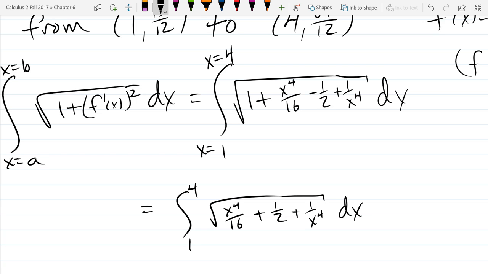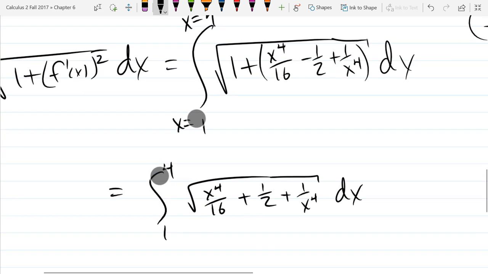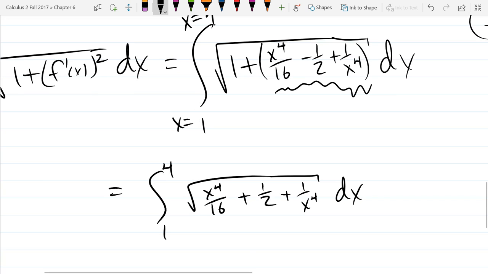So who's a factoring champion and can factor this? That looks a lot like what we started with, doesn't it? What is the difference between what we started with? Forget that plus one, but what we started with and where that came from, and what we have now and what this could factor into. What's the difference between what I underlined?